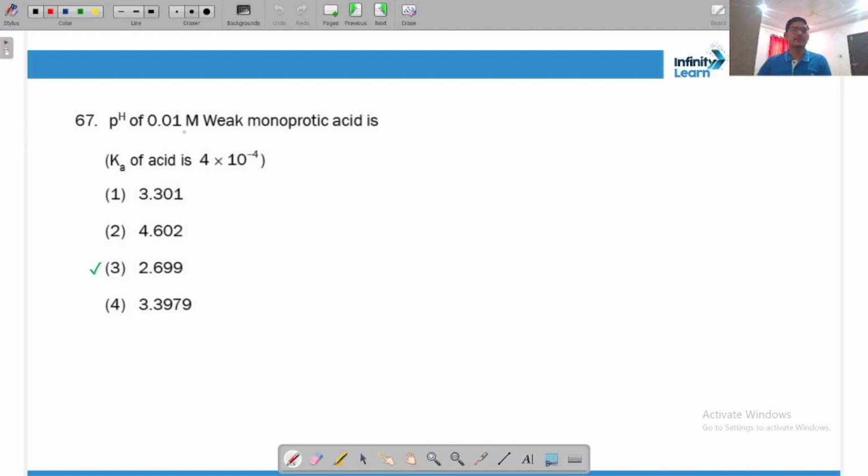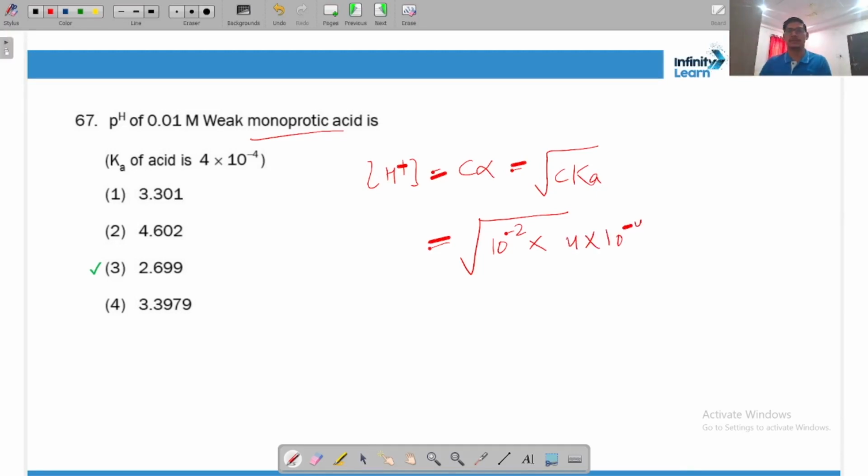pH of 0.01 molar weak monoprotic acid. Okay, for a weak monoprotic acid, H plus ion concentration is either equal to C alpha or equal to under root CK. So we'll use the latter formula, right? So it will be under root of concentration, which is 10 raised to minus 2, and the dissociation constant, which is 4 into 10 raised to minus 4. So this will be 4 into 10 to the minus 6, which when taken out of the square root will be 2 into 10 to the minus 3 molar. So you can find out the pH, it will come out to be 2.7 approximately, right?